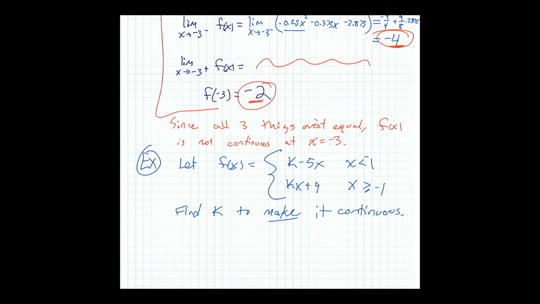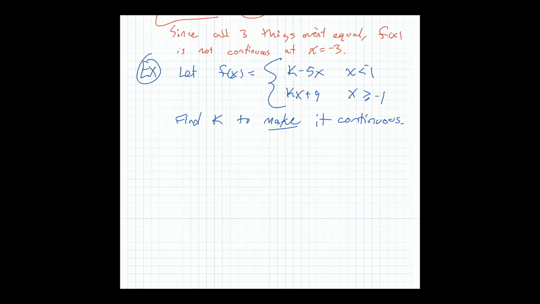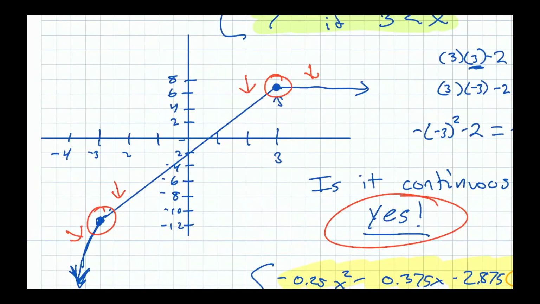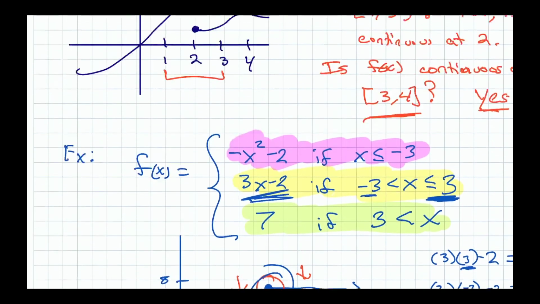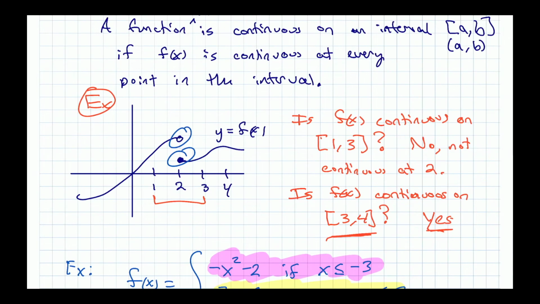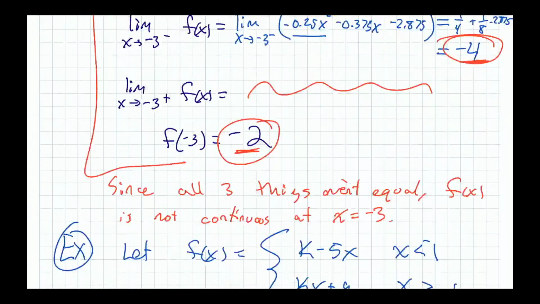Okay, so it's a little bit different. They're not asking you if it's continuous. They're telling you that it's continuous, but what's k that will make it continuous? And here's the idea. We know that if it's continuous, then the graph will be like this, where the pieces match up where the function switches. And if it's not continuous, it'll be like this, where the pieces don't match up. So we need to make them match up.